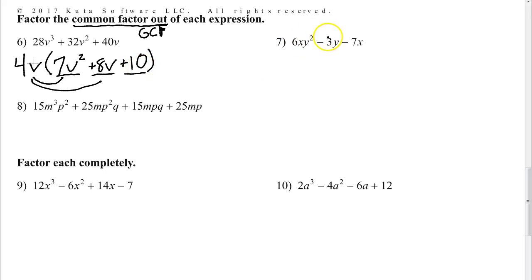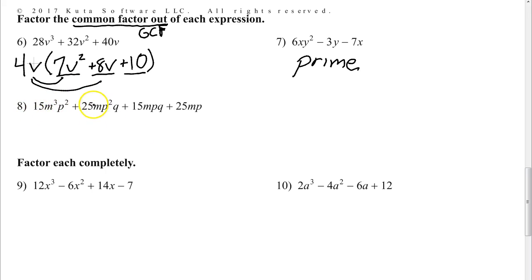All right, looking at here, is there anything we can take out? 6, 3, and 7? No, there's nothing we can take out there. Is there any variable in common? Neither of them have all x's or all y's, so we can't take out a number or any variable. There's no GCF here, so we're going to call this prime. No GCF.